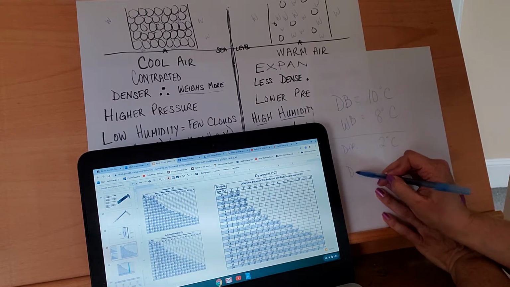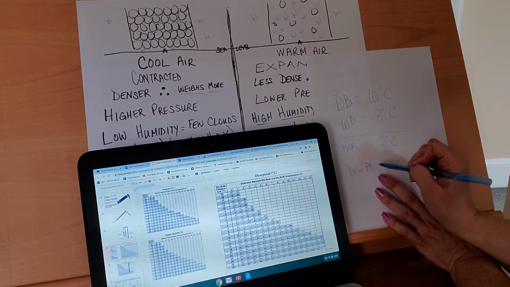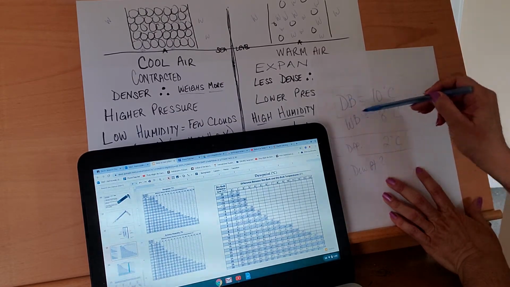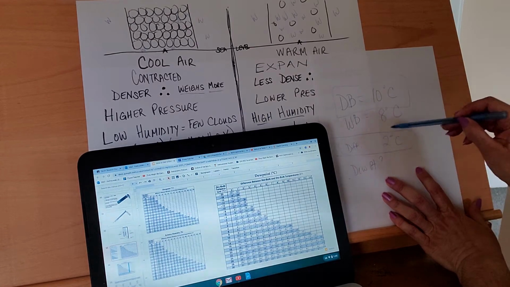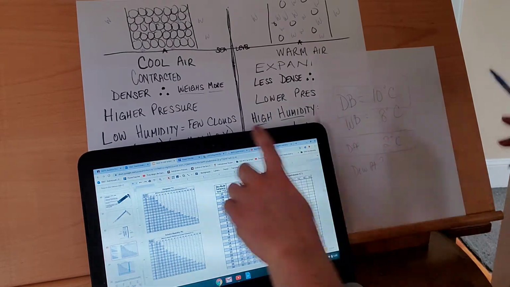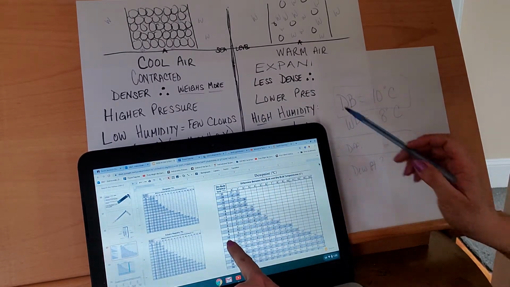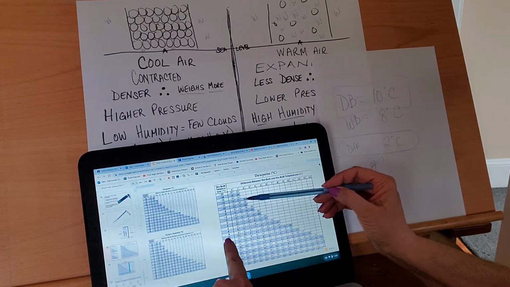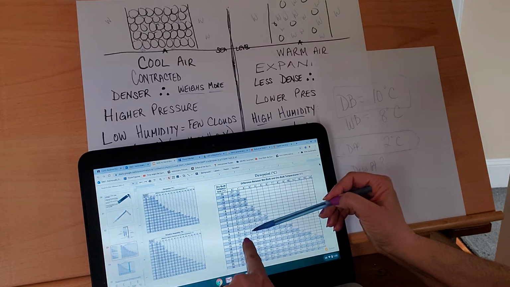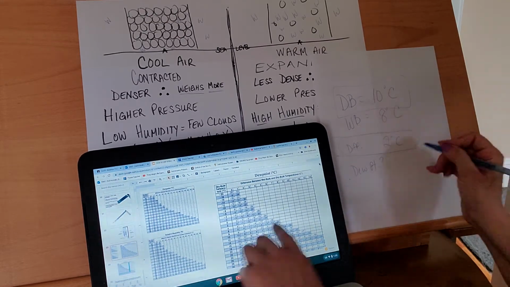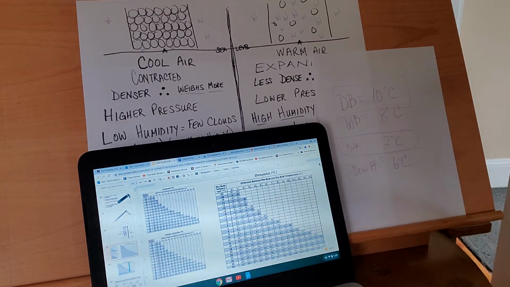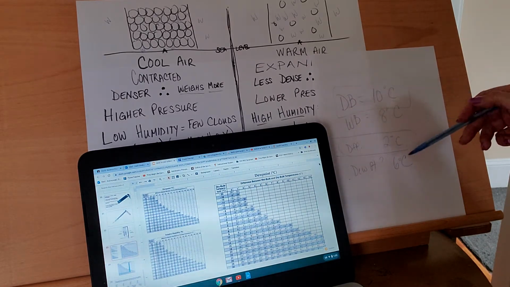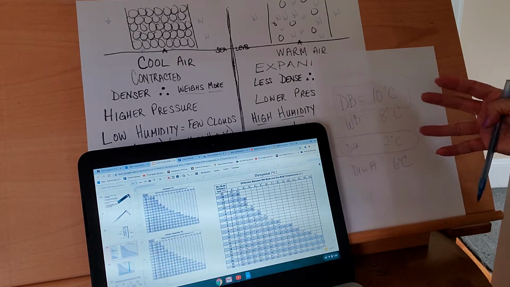If I said find the dew point, what is the dew point? Well, I need to look at the dry bulb temperature and the difference between the wet and the dry bulb temperature. The dry bulb is 10. The difference is 2. So I'm going to put my finger on 10. I'm going to come over to a difference of 2. I'm going to bring this down. I'm going to bring this over. That is 6 degrees Celsius. Well, if the air temperature or the dry bulb is 10 degrees and the dew point temperature is 6, that's a difference of only 4 degrees.